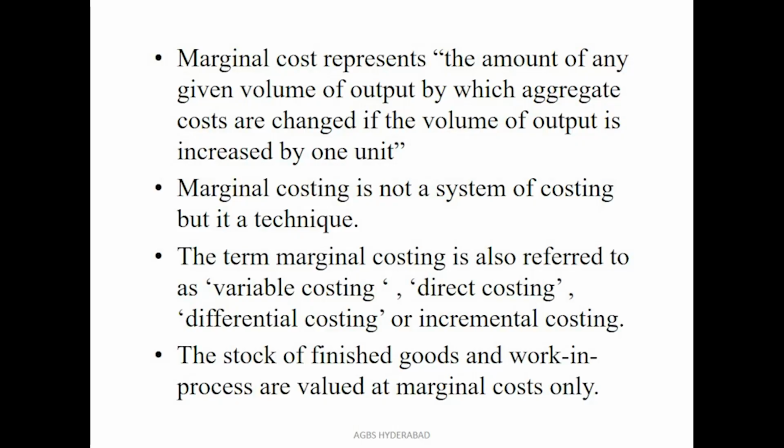So, the cost which is incurred for a product is marginal cost only, which differs according to the production. So, the stock of finished goods and work in process are valued at marginal cost only. Whenever the product is produced, the extra expenses incurred are the marginal cost, and that only gives us the total product cost. Fixed costs are not included at any cost. Only the extra expenses incurred are added to the product cost.